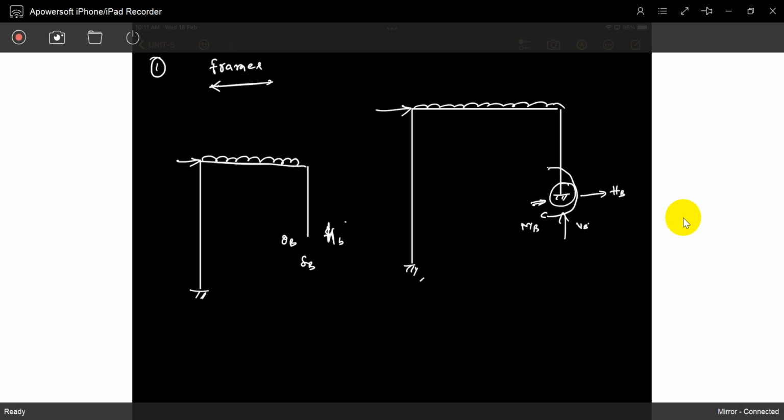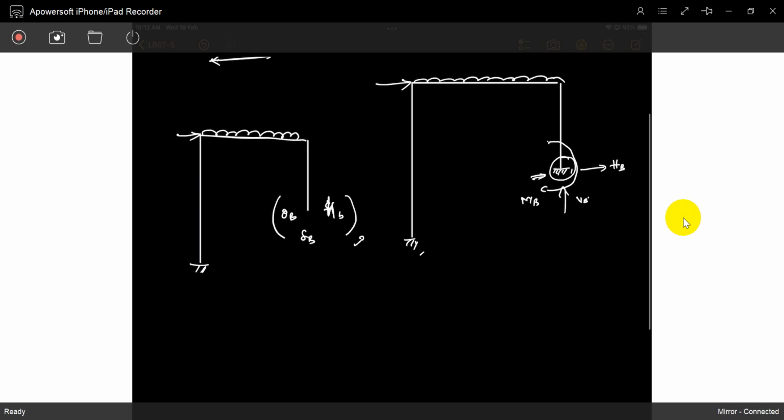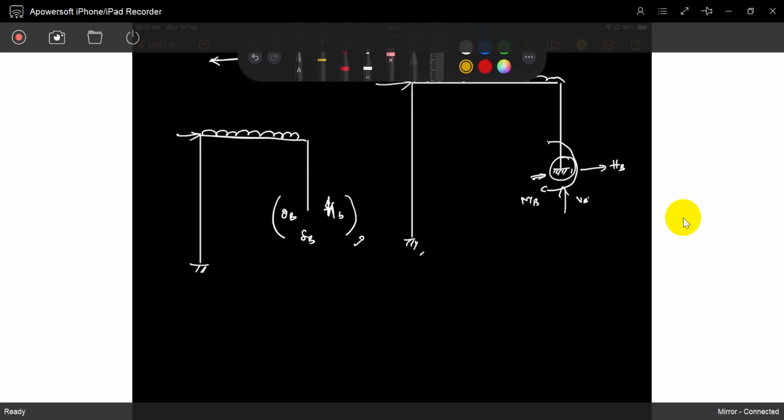Those are the things which happen before we curtail it, before we prohibit it by fixing. If you remove it, you get these values. Later you have to find out the flexibility matrix. What is the flexibility matrix? How can we find out the flexibility matrix?